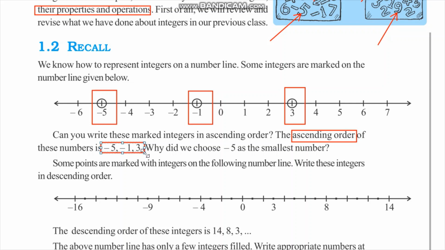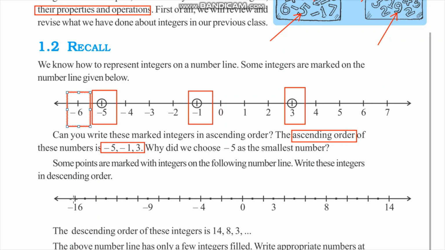Why did we choose minus 5 as the smallest number? So this is because among the marked integers, minus 5 is the least number. In case minus 6 was also marked, then we would have chosen minus 6 to be the smallest number.